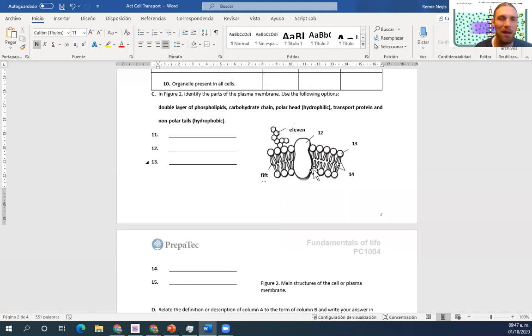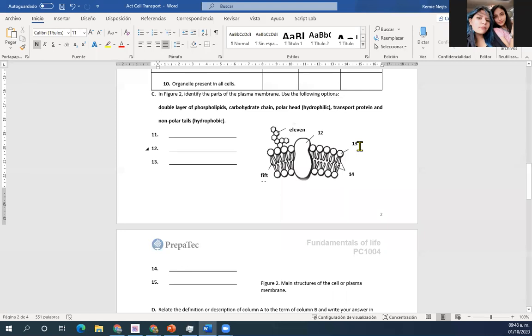Number 12, don't forget these carbohydrate chains are very often connected to a protein. It's not represented very clearly here, but usually they're connected to a protein. So 11 carbohydrate chain. 12, what is number 12? Protein. Yeah, it's a protein. And transport protein, to be more specific. You can recognize the transport proteins very easily because they very often go through the whole membrane. Okay, 13.